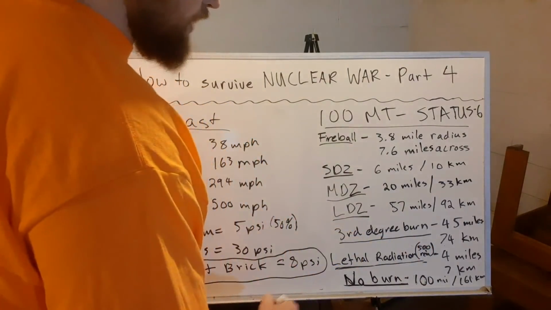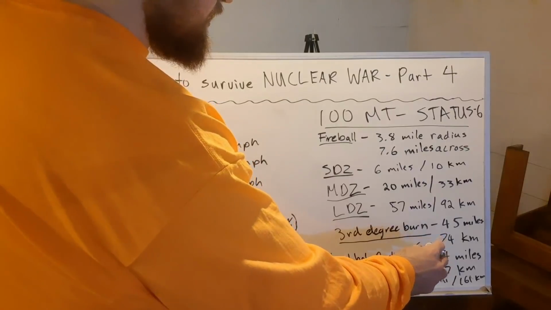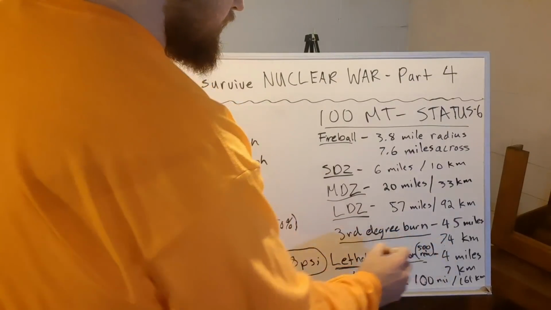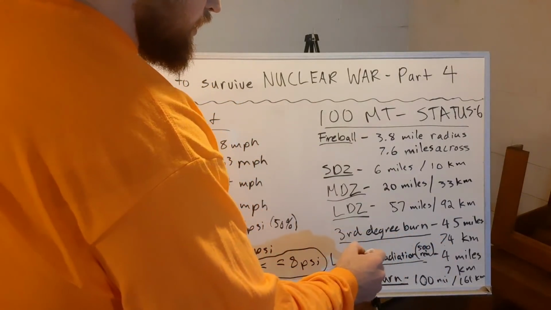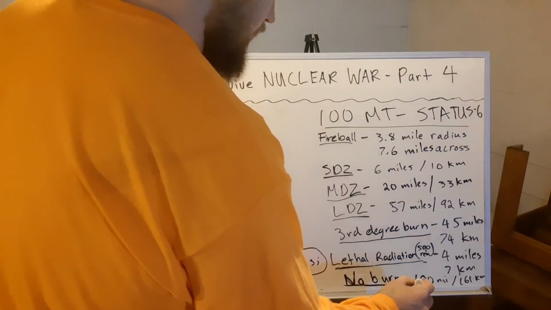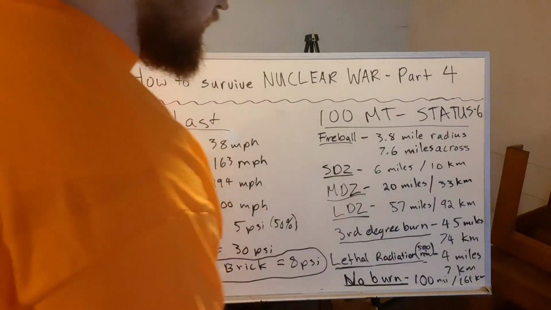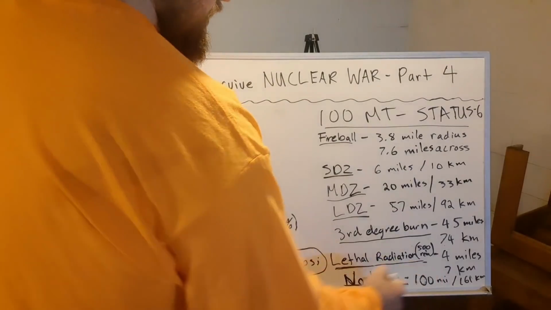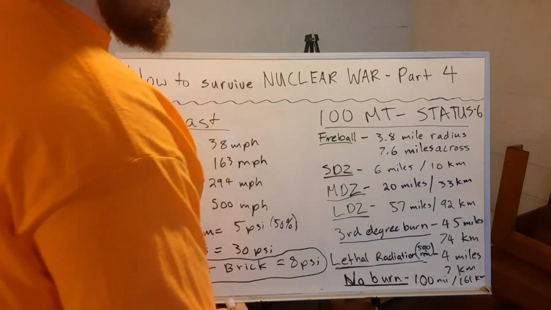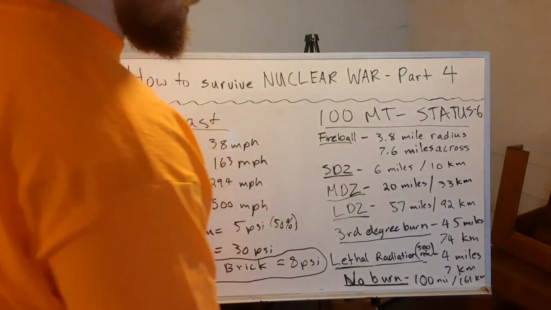But the lethal radiation extends 4 miles from the detonation point. You're going to get exposed to that lethal radiation pulse, which is like an X-ray, out to 4 miles or 7 kilometers, and you will die from that. And the minimum distance to be away from this weapon is 100 miles to not receive a burn.